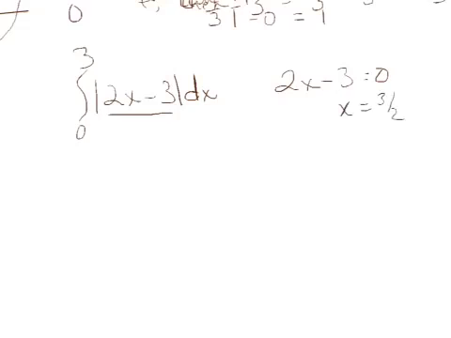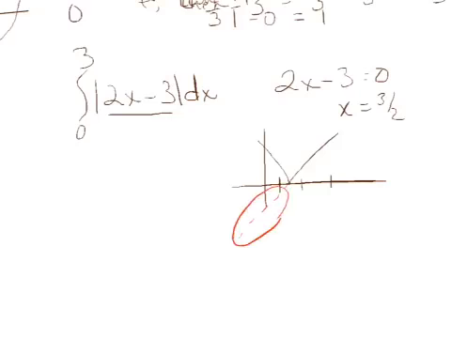And if we think about what the graph looks like then, 1, 2, 3, at 3/2 is where the v occurs. And notice, here we have a positive slope. If we were to extend this down here, let me change the color. If we were to extend this down this way, we would have 2x minus 3. But the absolute value reflects this part and moves it above the x-axis.